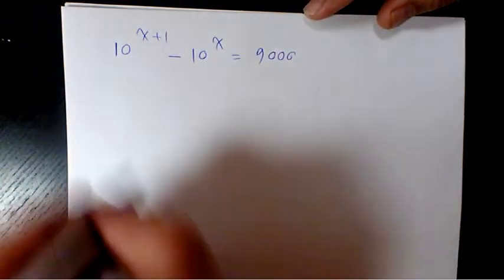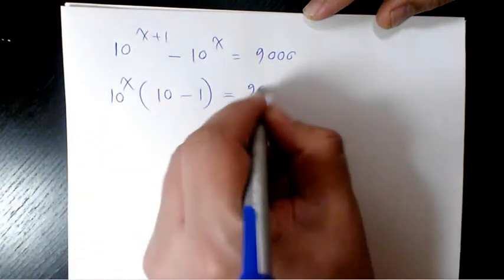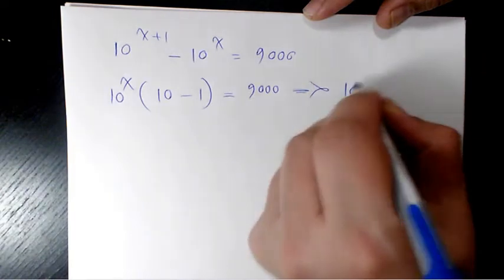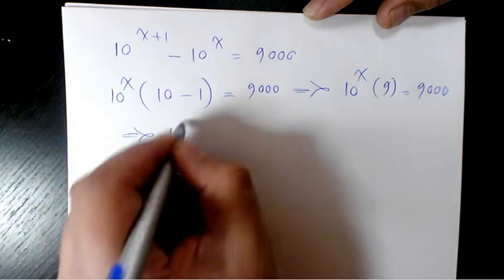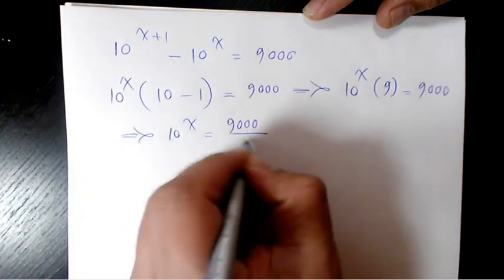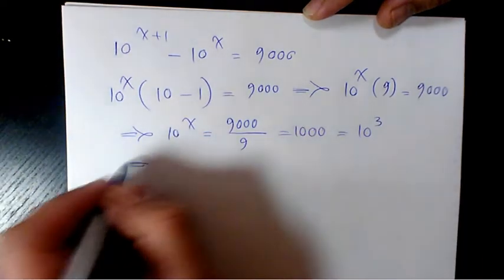Next example. 10^(x+1) - 10^x = 9,000. So I'm going to factor 10^x. We're going to end up having 10^x(10 - 1) = 9,000, which means 10^x times 9 equals 9,000. So 10^x = 9,000 divided by 9, which is equal to 1,000, or 10^3. So x will be equal to 3.